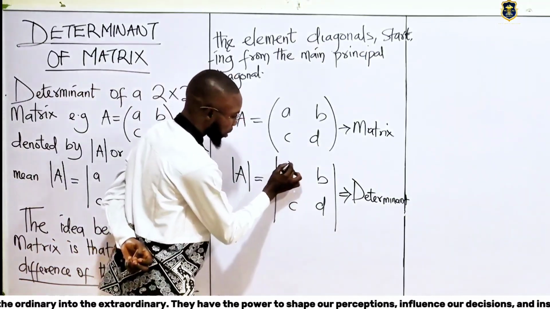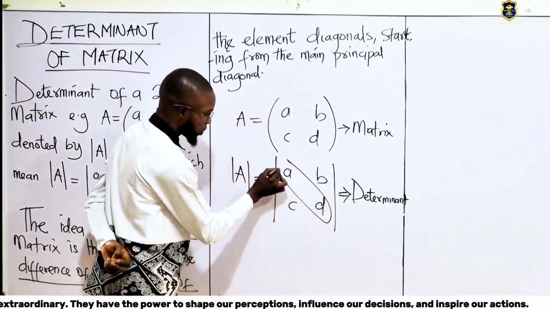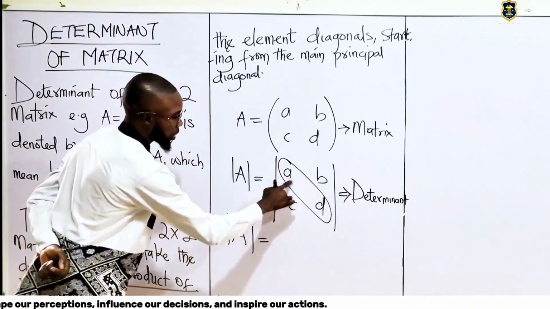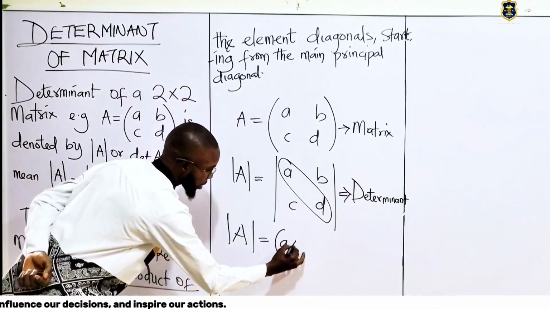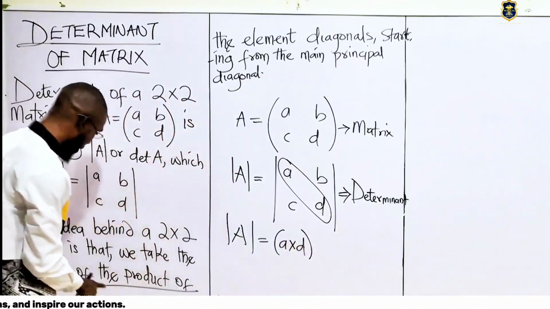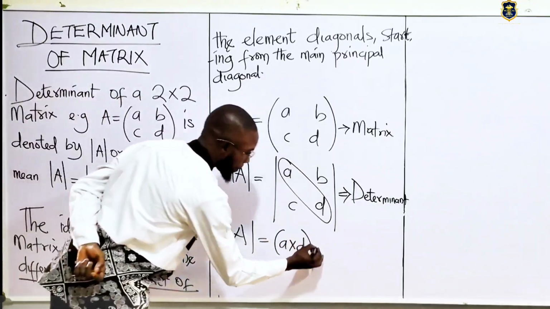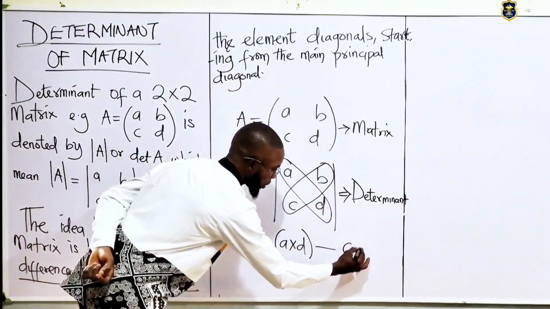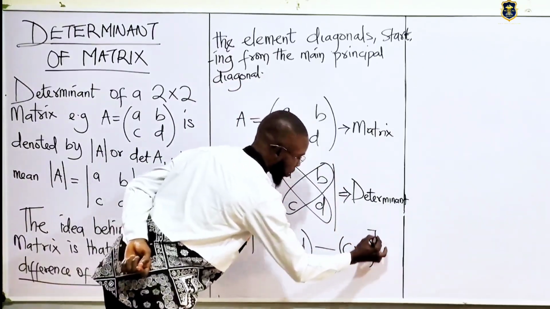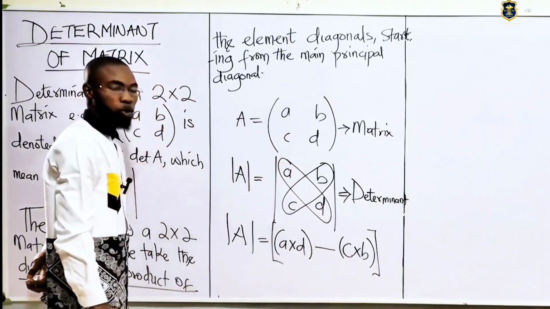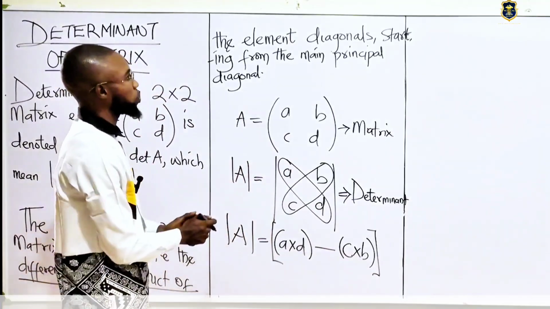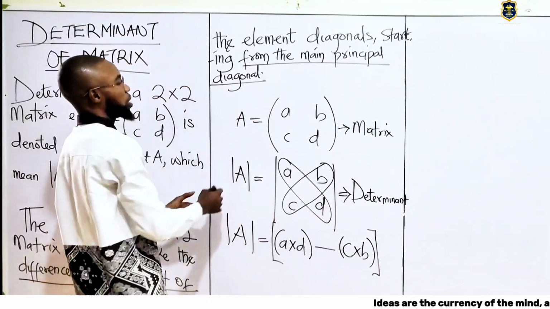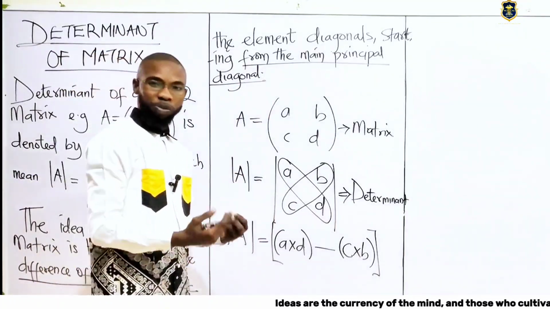It means these diagonals will multiply themselves, right? So A times D, that's the product. And we're taking the difference, minus this one: minus C times B. That's all about the determinant of a 2x2 matrix. Remember what we said? It starts from the main or the principal diagonal.